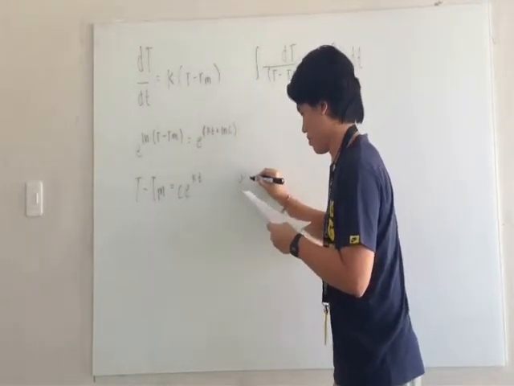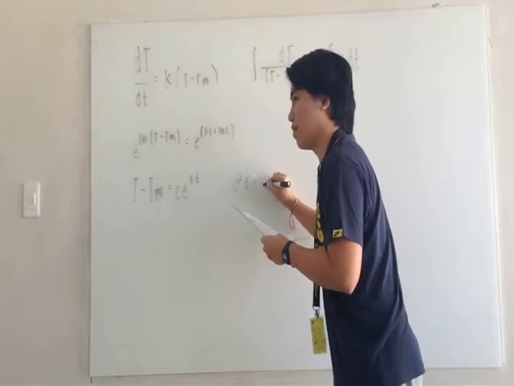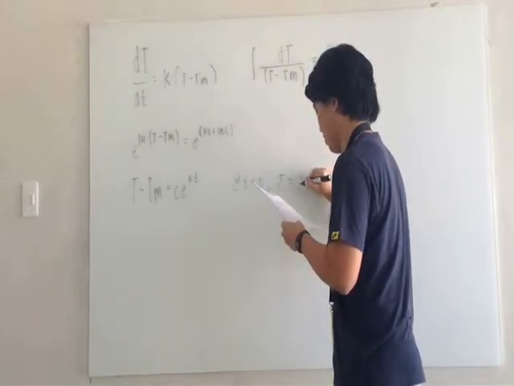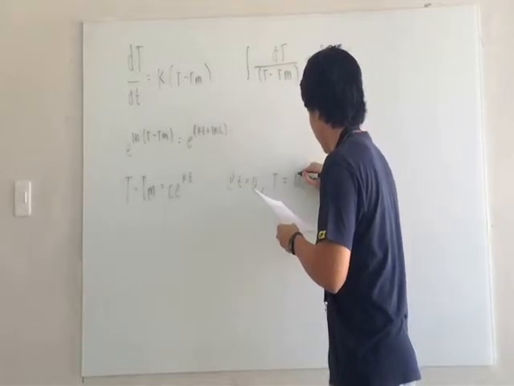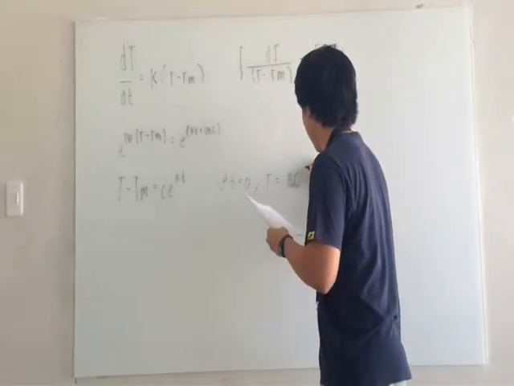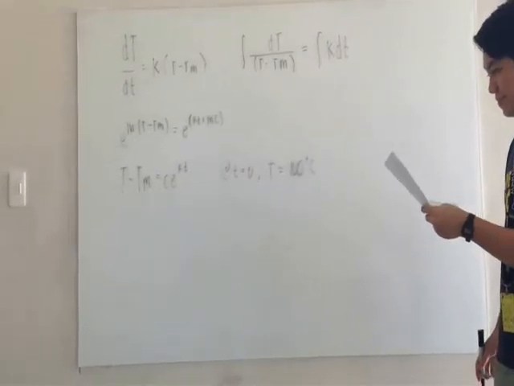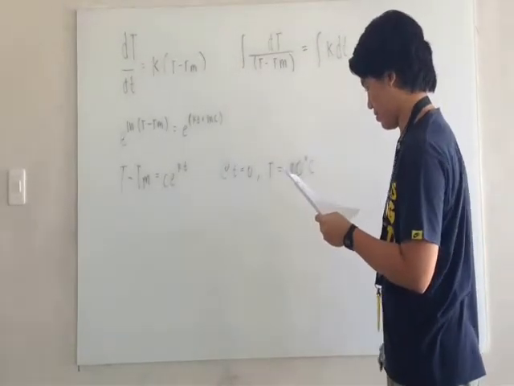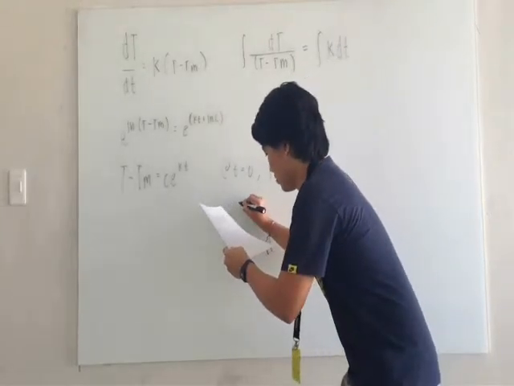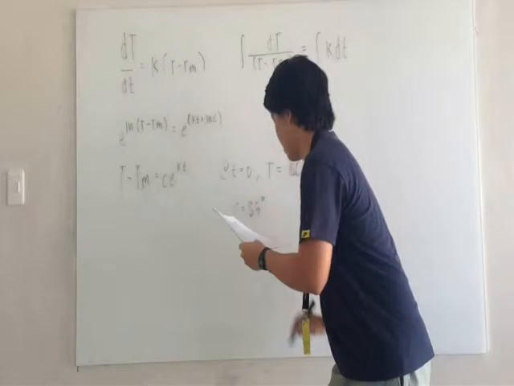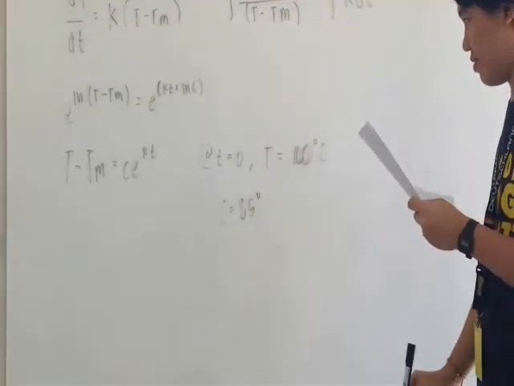So after we derive the general formula for the equation, we can now solve using the three equations given to us. So at time interval 0, the temperature is measured to be 100 degrees Celsius. So here, we can substitute the temperature and time to the working equation to solve for C, which equals 85 degrees Celsius.